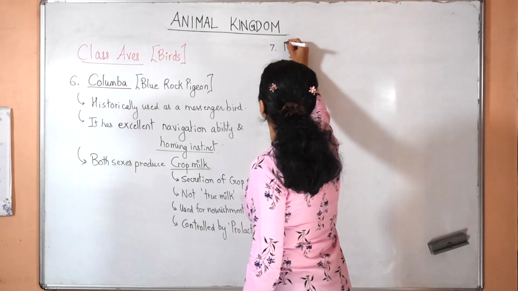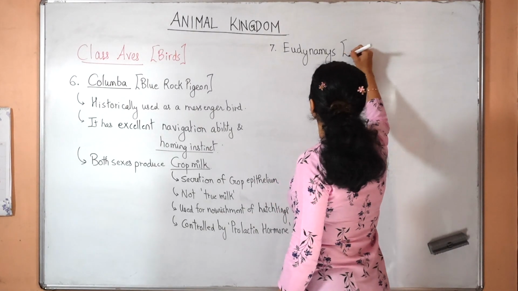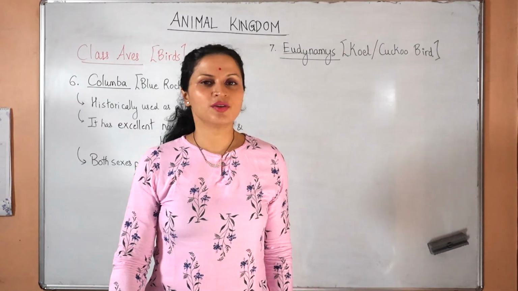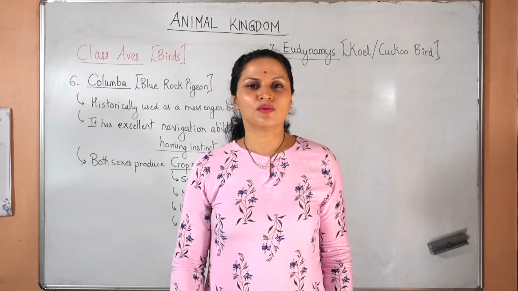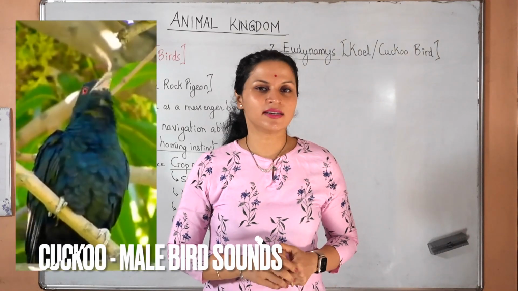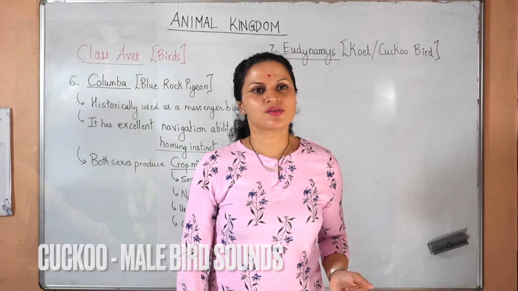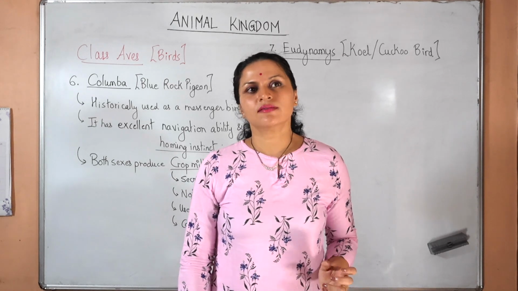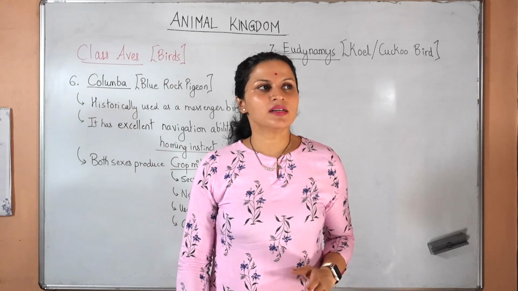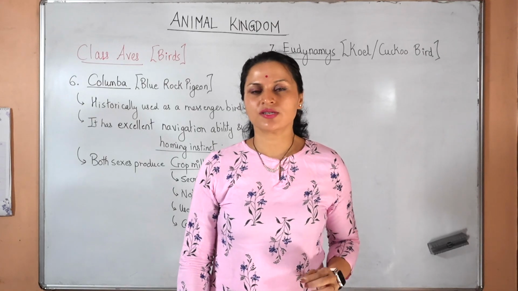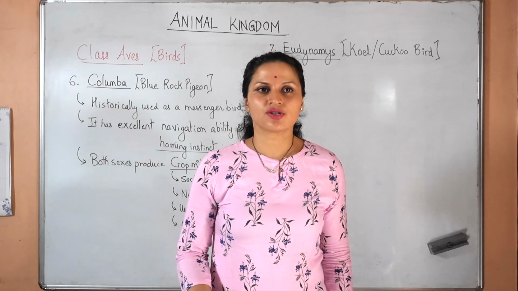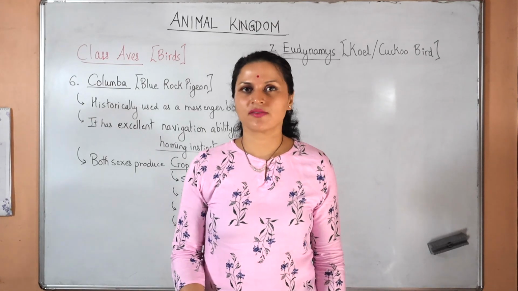Next, we take up Eudynamis, commonly called the Koel or the cuckoo bird. Do you know what sound it produces? Coo, coo. Commonly called the nightingale. It is the male that produces those sounds. Those are mating calls. The male is black in color and the female is grayish brown, and she is spotted, and she does not have such a sweet voice. In fact, she has a very harsh voice.